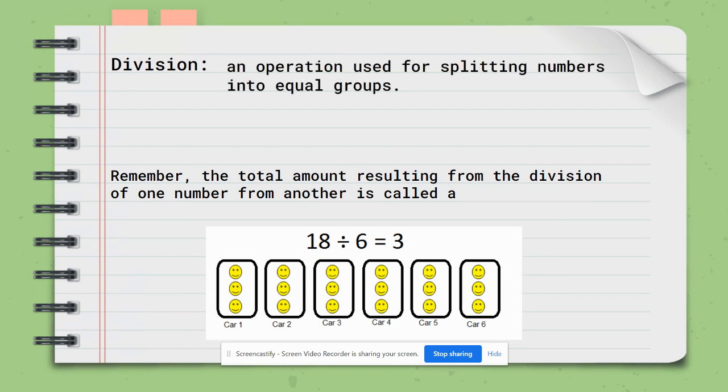For division, it is an operation used for splitting numbers into equal groups. Remember, the total amount resulting from the division of one number from another is called a quotient. Now, in this picture, this is an example of 18 people figuring out the even way to split people to go into cars. So we have 6 cars, 18 people. 18 people divided by 6 cars means 3 people per car. So that is how they figured out how to evenly spread out the number of people into the number of cars they have.